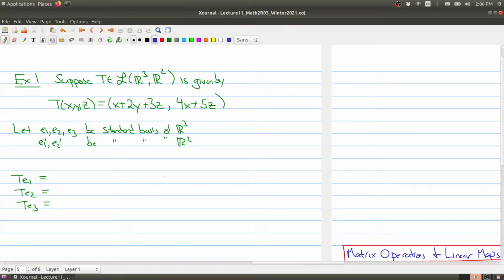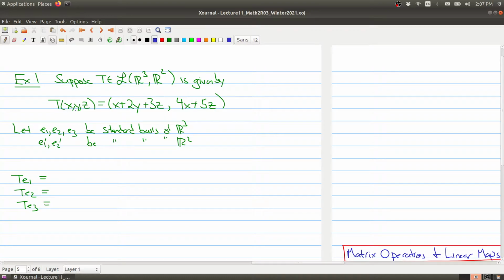In this part, I just want to give you two examples of how you find the standard matrix, the matrix of a linear map with respect to some bases. So I'm going to start with an example that's actually very similar to what you would have done in Math 1B03. So I have a linear map going from R3 to R2, and it's given by this information.